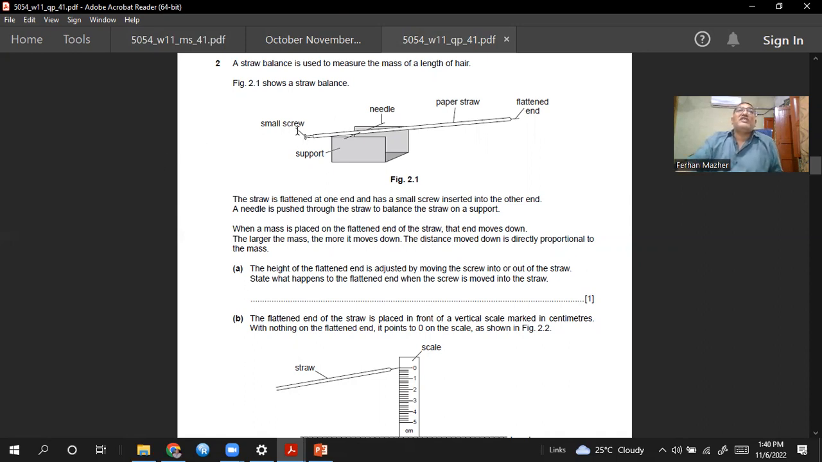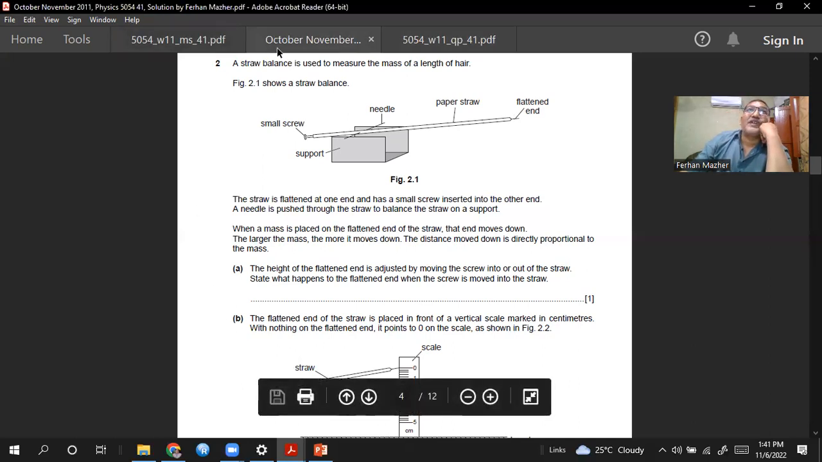If you move this screw into the straw, the moment arm of the weight of this screw will decrease. So its moment arm or turning effect will decrease. When its turning effect decreases, this will go down. Okay, because the balance will be disturbed when you move this small screw into the straw. The moment arm of the weight of this small screw decreases, due to which its moment decreases, turning effect decreases. So what happened? This flattened end will go down.